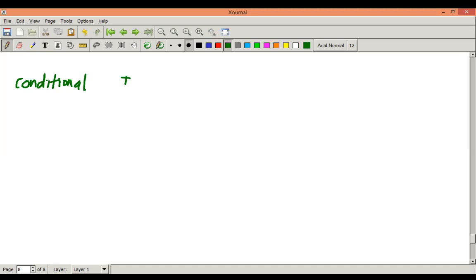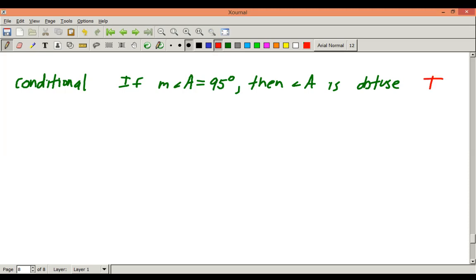If the measure of angle A is 95 degrees, then angle A is obtuse. Okay, so we know that's true. So the conditional statement is true. If the measure of angle A is 95 degrees, then angle A is obtuse. That's a true statement.